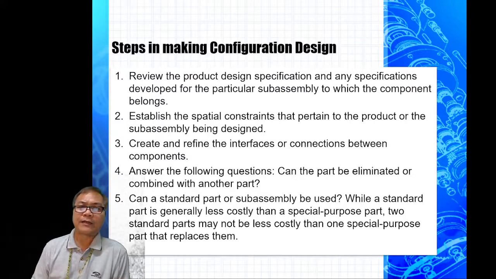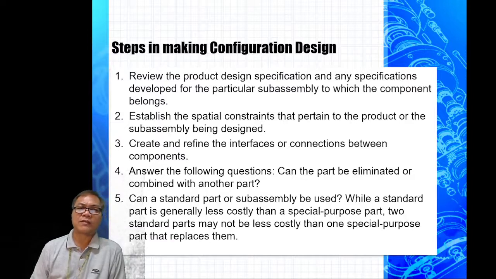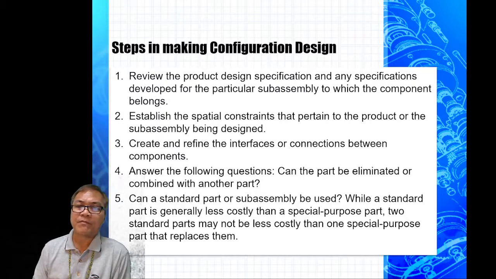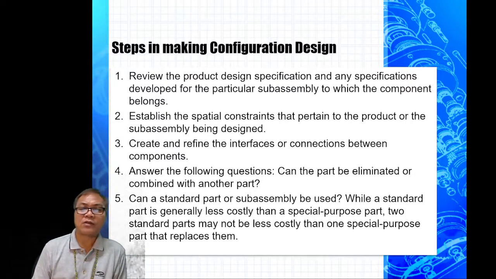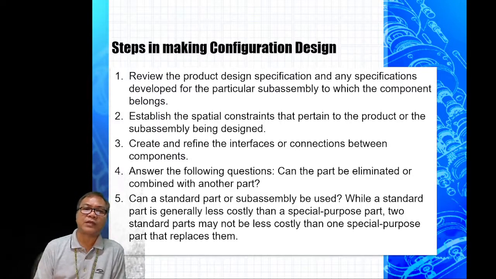While a standard part is generally less costly than a special purpose part, two standard parts may not be less costly than one special purpose part that replaces them. So for example, kung ang sub-assembly pwede ba na ilisan og standard part, or can we make a special purpose part if the special purpose part will offset the cost of standard parts nga duha ka buok na standard parts nga mo puli ana niya, then better to make a special purpose part if that is cheaper. Kung pwede raman siya himuon nga usa na lang, instead of two standard parts, no?